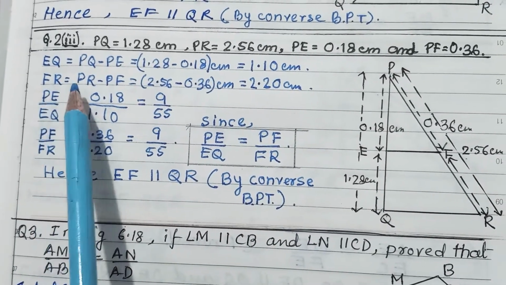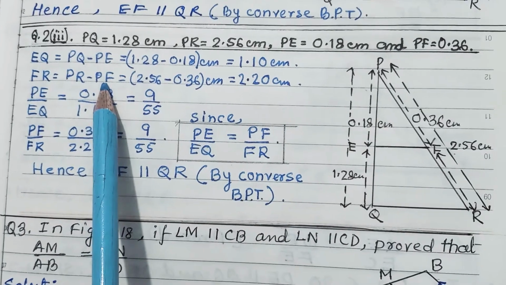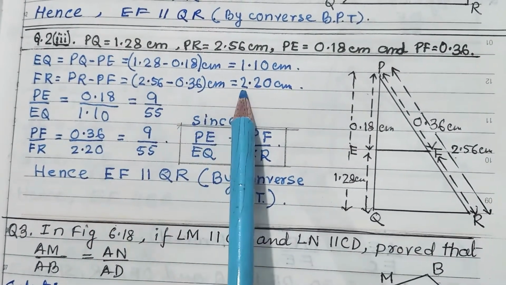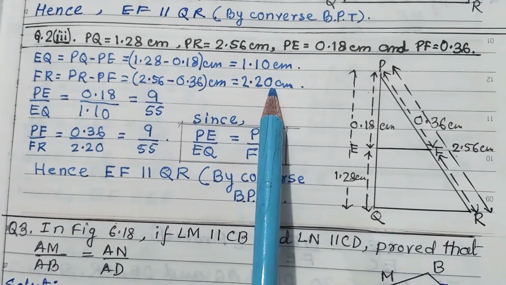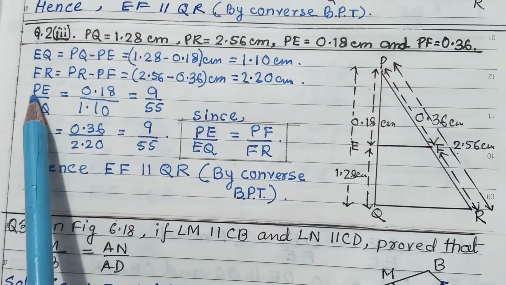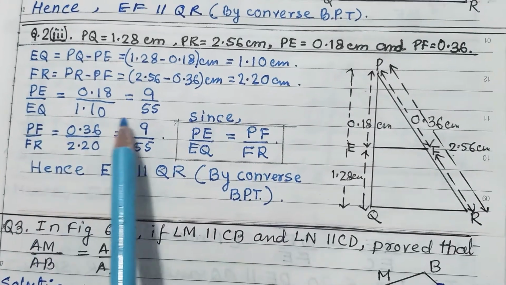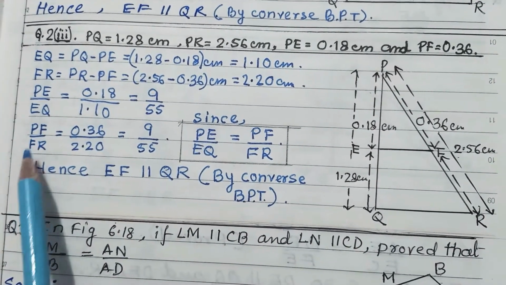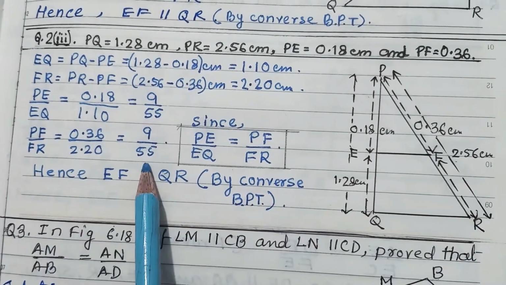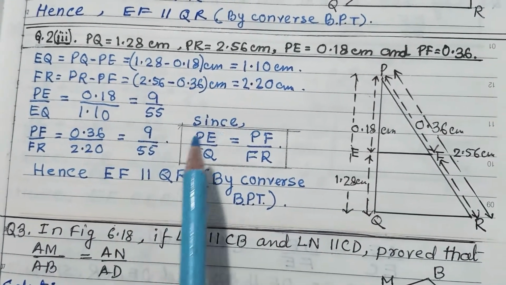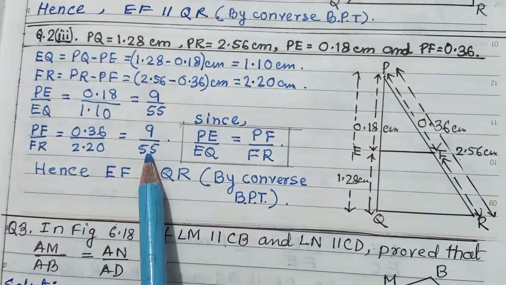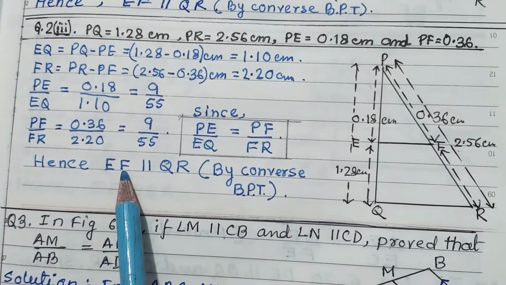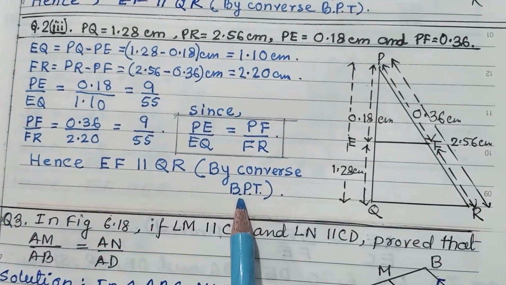And FR is equal to PR minus PF, which is equal to 2.20 centimeter. Now find the ratio. PE upon EQ is equal to 9 upon 55 if you cancel it, and PF upon FR is equal to 9 upon 55. Since these two ratios are the same, hence EF is parallel to QR by converse BPT.